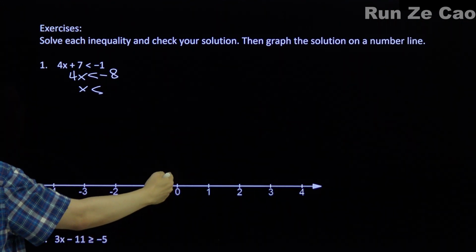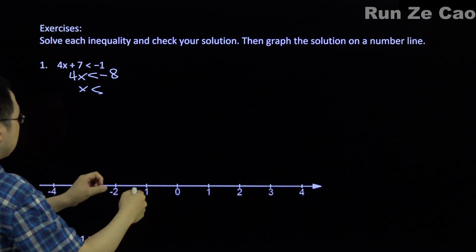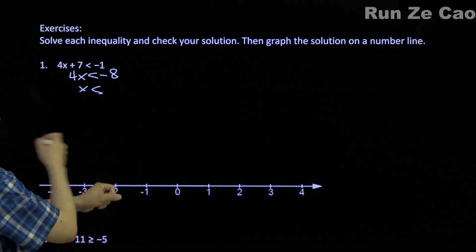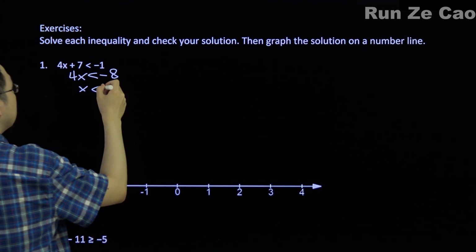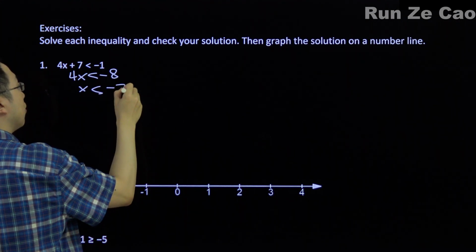Okay, now let's cut that into a quarter as much. So compress it over. Now it's x is less than, how much of it? A quarter of negative 8. So negative 2.